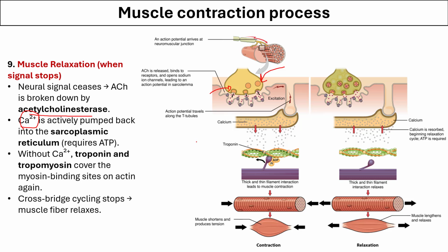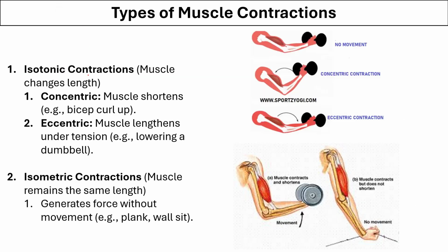Then calcium has to return back into the endoplasmic reticulum. When there is no more calcium available, the tropomyosin again covers the binding sites of actin protein, which you are seeing here. The exposed green dots are completely covered with the tropomyosin, and without that exposure, no more connection is possible between actin and myosin, and the cross bridging is broken.